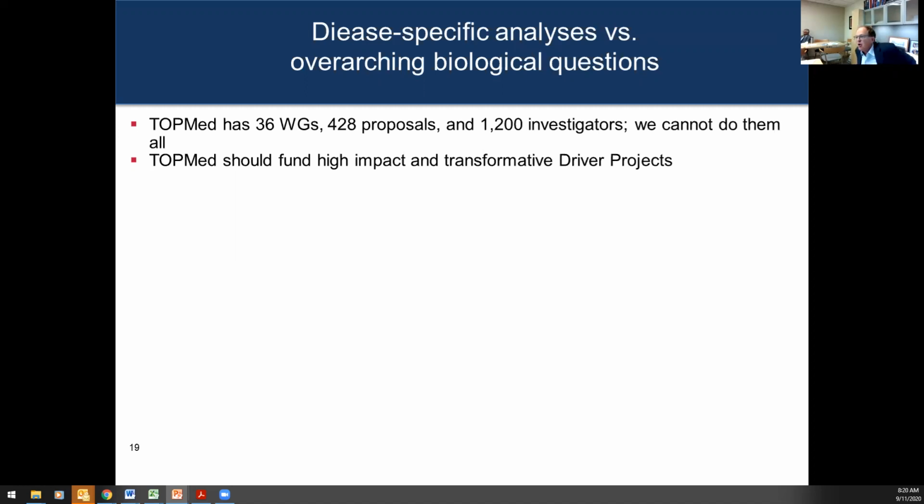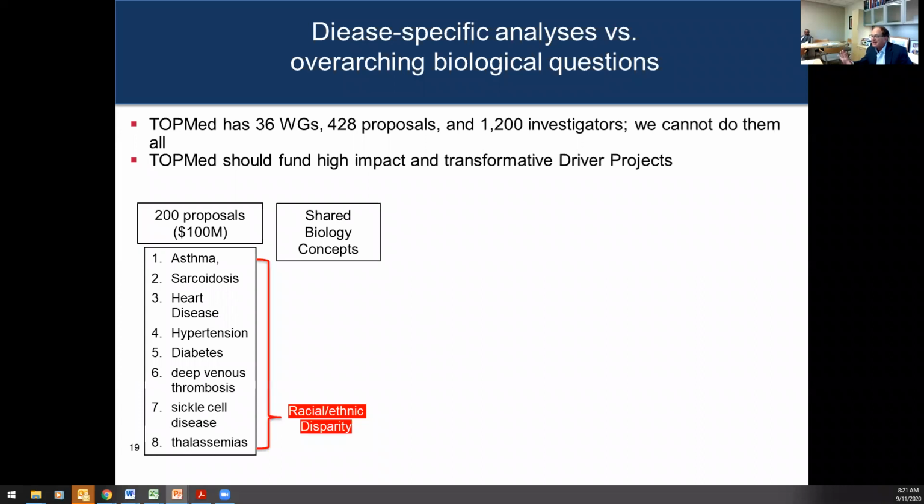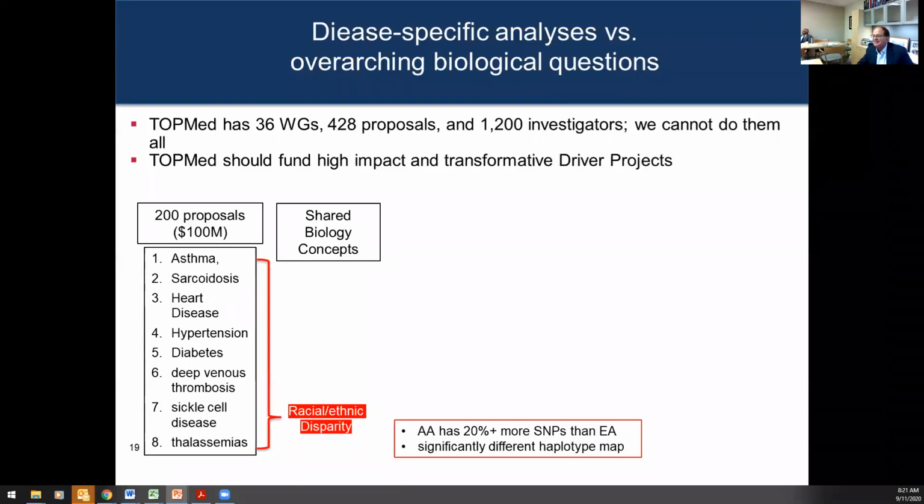Now, there's a little bit of a discussion going on with these huge data sets. Should we be focusing on disease-specific analyses, or should we be focusing on overarching biological questions and then parsing disease in those individuals? Let me just give you an example. There are about 200 proposals out there for about $100 million to look at specific diseases like asthma, sarcoidosis, heart disease, hypertension. And in this talk recently, Wayne Ugan suggested maybe we should think about shared biological concepts, and dive into issues, particularly in the COVID era, like racial and ethnic disparities.